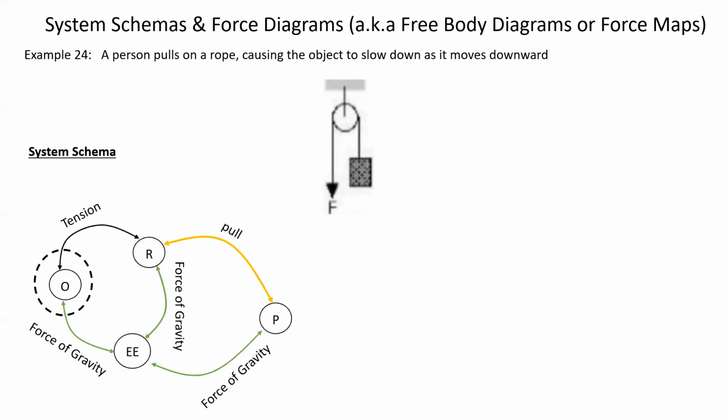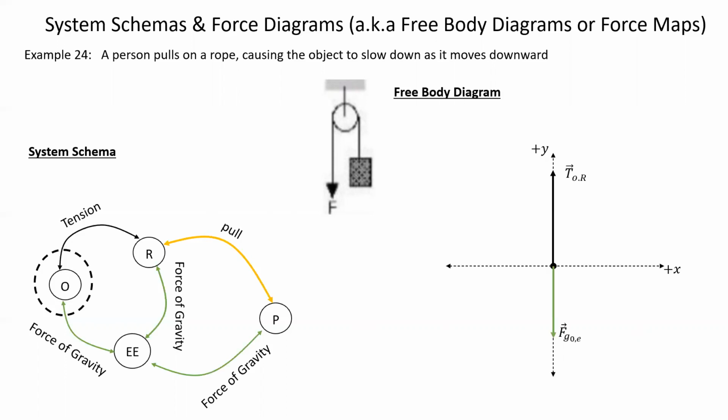A person pulls on a rope, causing the object to slow down as it moves downward. So the system schema looks the same, but the force diagram looks a little bit different. Notice it says it slows down as it moves downward. So the velocity vectors would be down, but it's slowing down. So the acceleration must be upward, meaning that the tension force upward must be greater than the gravitational force downward. This is not equilibrium. The net force is not zero. In fact, the net force would be the difference between the tension and the gravitational force.